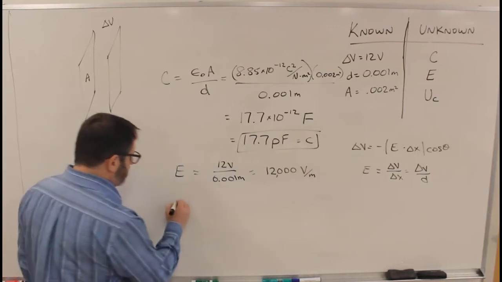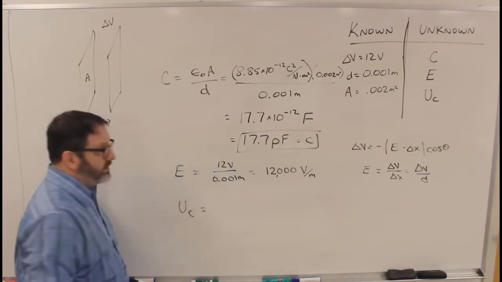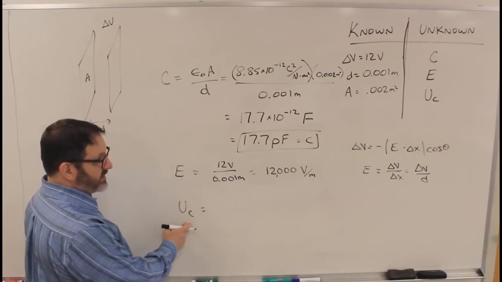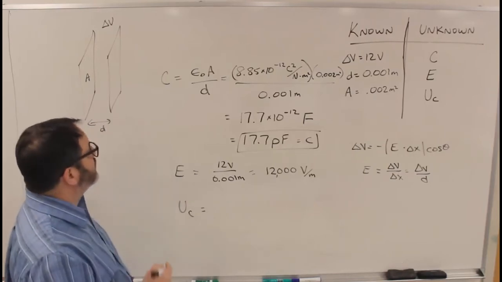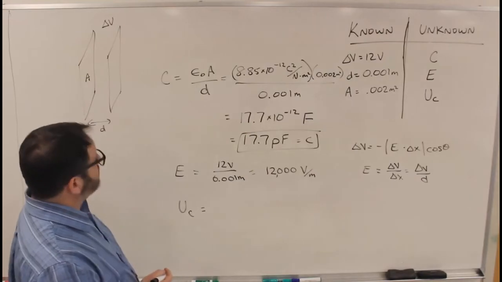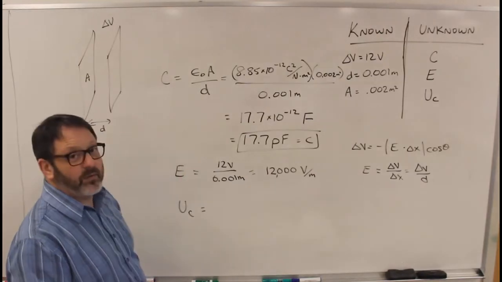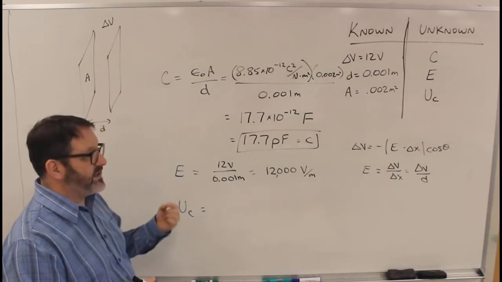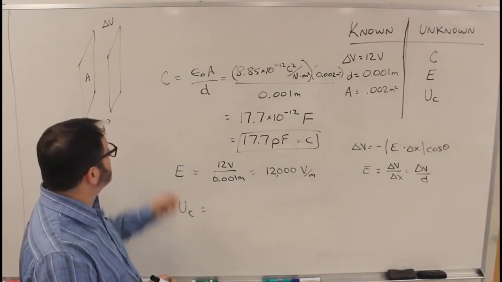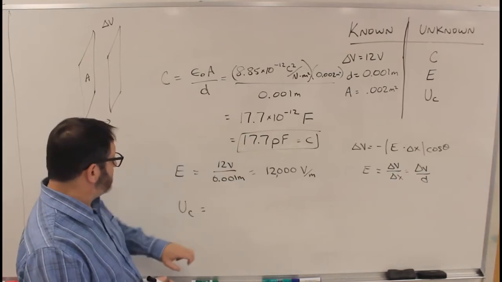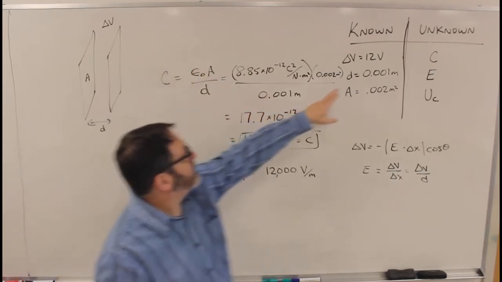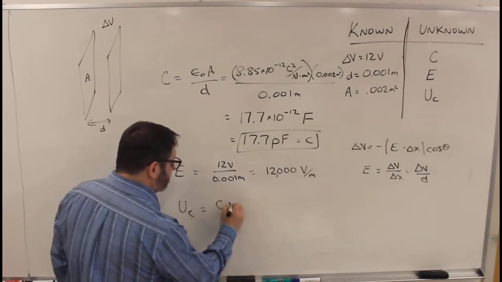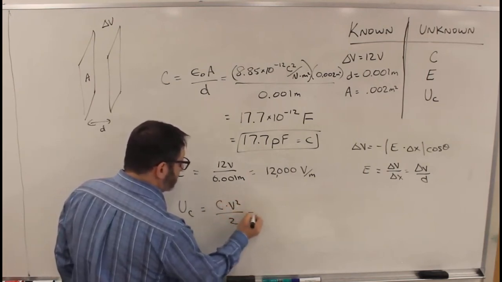So that's E. And then U_C, the electric potential energy stored in the capacitor. We can have QV over 2. Do we have Q? We don't have Q, so I want to try to avoid that. We also have the option of C times V squared over 2. C we have, and V we have. So that one I'll go with. C times V squared over 2.